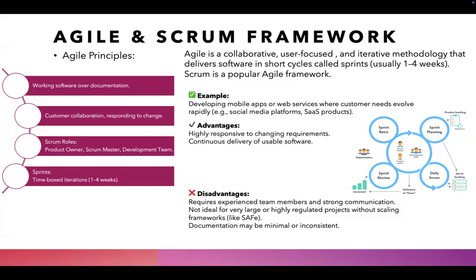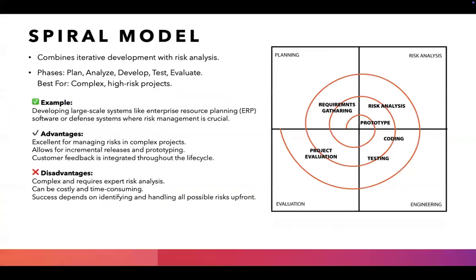Agile is best for projects where the customer's needs keep changing, like mobile apps or web services. It helps us deliver useful software quickly, but it also requires a skilled team and good communication among the team members. Now I move to the next slide.